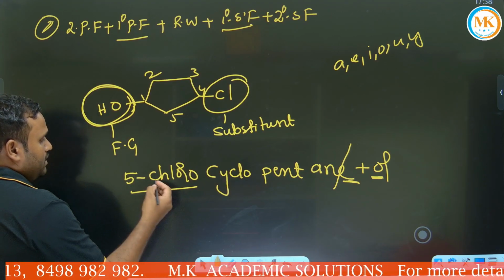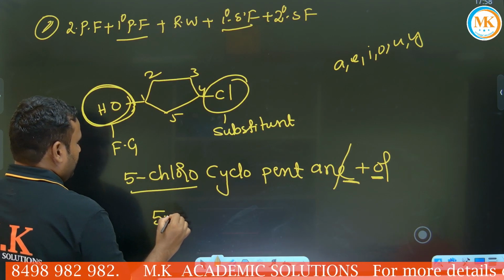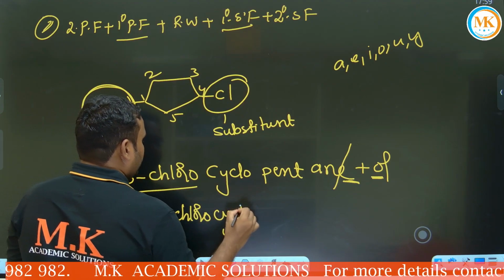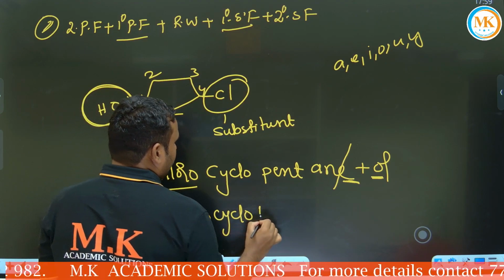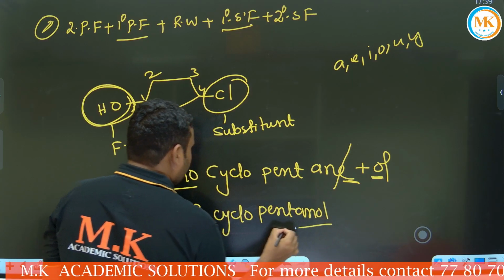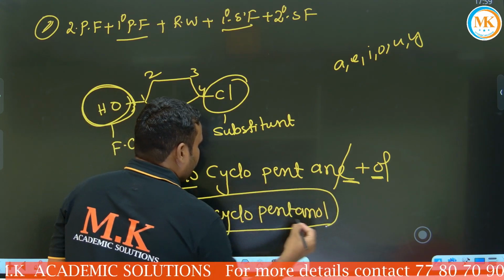Therefore, what is the name of this compound? 5-chlorocyclopentanol. This is the name of the compound.